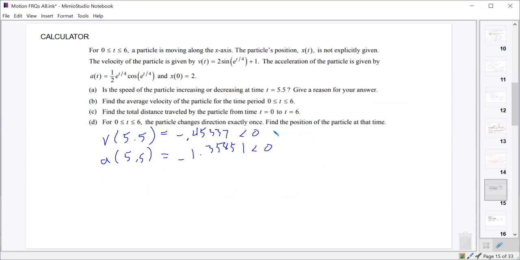And so same sign, speed increasing, and you'd want to write that the speed is increasing because they have the same sign. And 2 points for all of the work. You got to have the correct answer with the correct reasoning. Good or no?